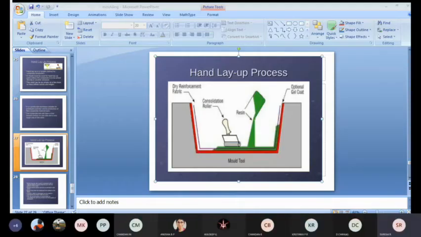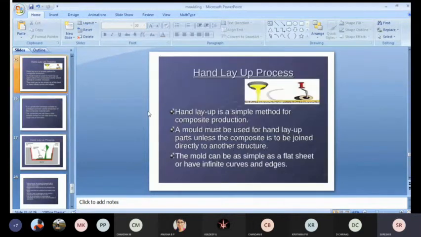You know the concepts, the process is too simple for the explanation. So coming to the explanation, hand layup is a simple method for producing composite materials. In this case, a mold must be used for hand layup parts unless the composite is to be joined directly to another structure.